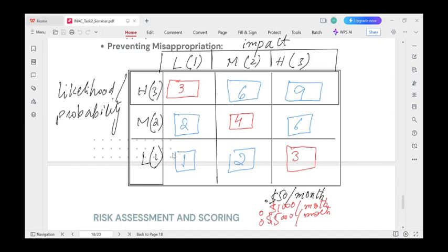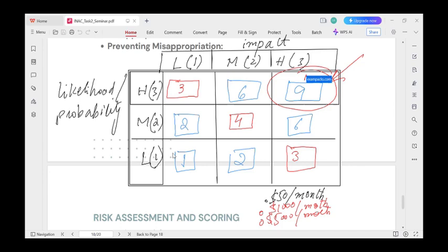So if this is how your matrix is looking, this fraud is your highest priority because the likelihood is high and the impact is high as well. So this might damage your company significantly. So this is something you need to do as your first priority. So that's your first priority.